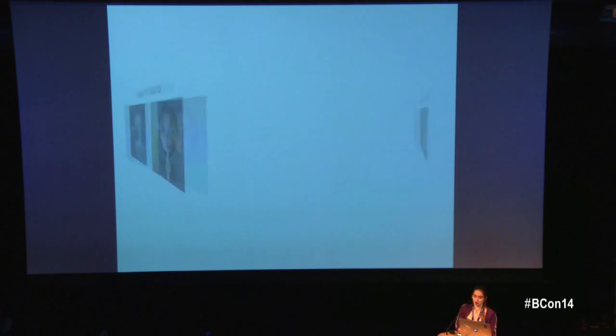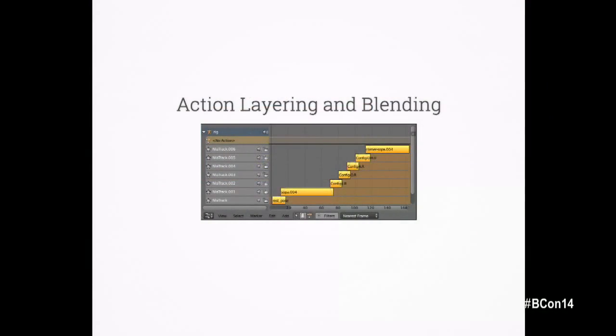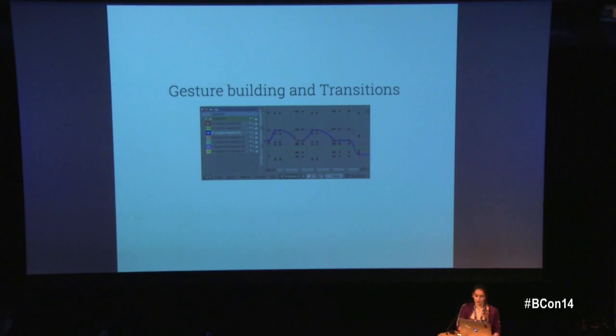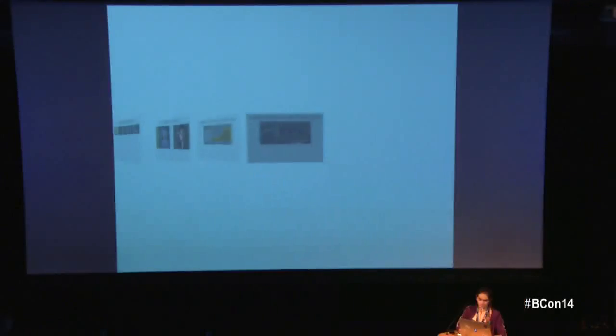And finally, there is the actual building of the utterance, the sentence of sign language. So I've used the NLA editor for this, all via Python, to blend the gestures into the next one and into the rest pose if the channels of the animation are not used. And then I also needed to adjust keyframes directly to adjust these ins and outs for sign spelling and all that. And I have a quick video.